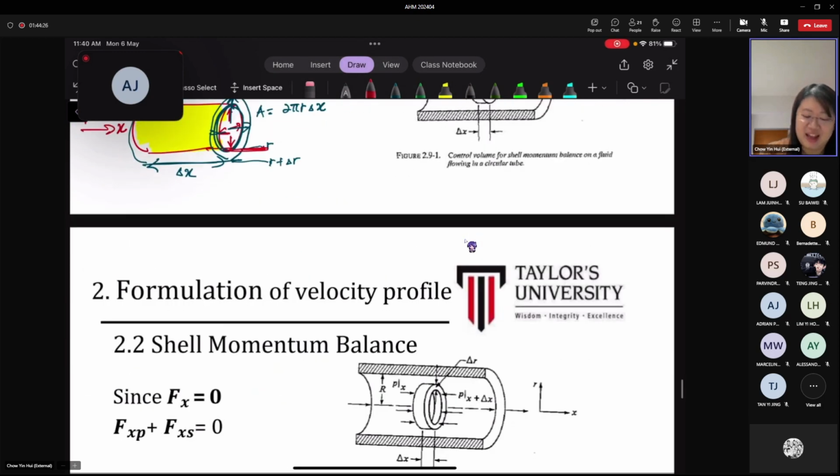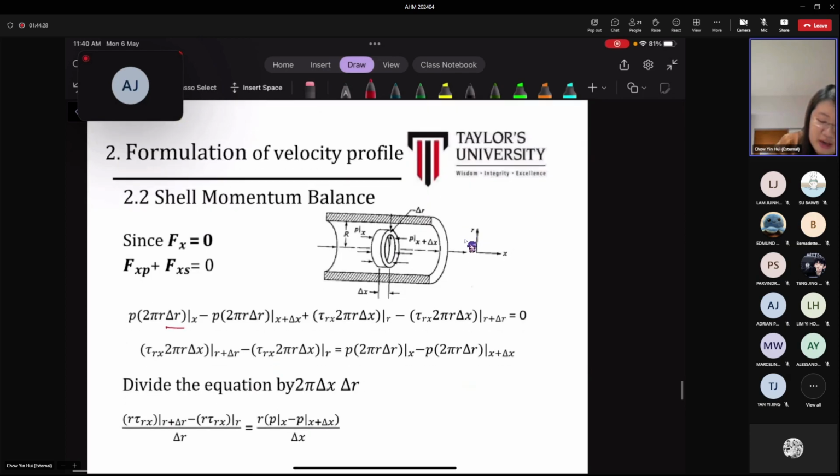Okay, now, the pressure force. As we discussed just now, this is the PA at boundary x, and the PA at x plus delta x. Because the pressure force is in the x direction, and the shear force is x in the radial direction. So that's why it's the shear stress tau Rx at boundary r, and this is tau Rx at boundary r plus delta r. What you need to take note of is to make sure you know how to express the area, knowing what the cross-sectional area involved is, and how to express the shear stress.